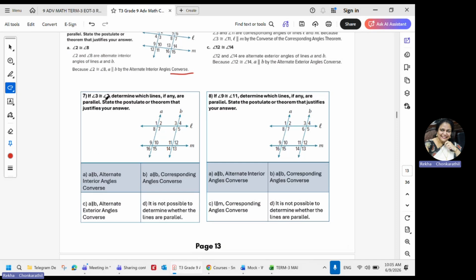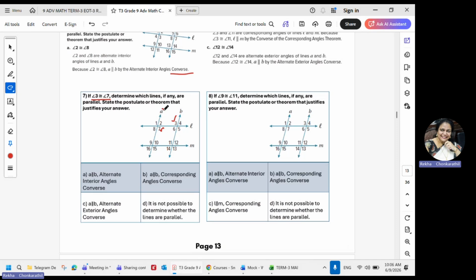Now let's see what is given here. Is it given the lines are parallel here? No. The angles relationship is given. What is given here? Angle 3 is congruent to angle 7. Determine which lines are parallel and which postulate is proving this. 3 and 7. Mark 3 and 7. This is 3. This is 7.